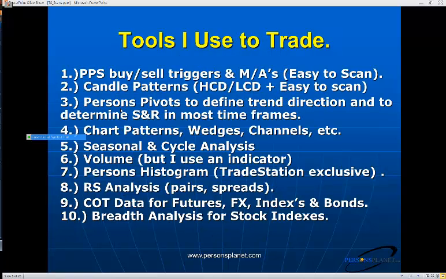So the tools I use, probably too many, except for the main ones I use are my buy and sell triggers, and moving averages. They're easy to scan for conditional changes. I use my candle pattern, my high close, low close doji, because it's easy to scan. I use my Person's Pivots to define not just the trend direction, but also to determine support and resistance in most time frames. And the time frames I use are not just daily, weekly, monthly, but also option expiration and quarterly. That's right, option expiration.